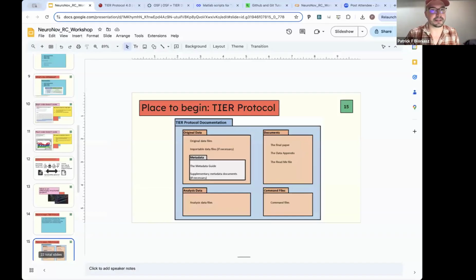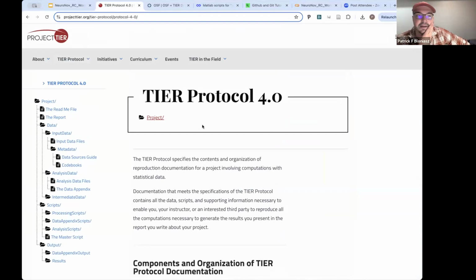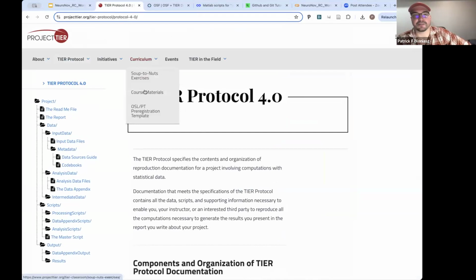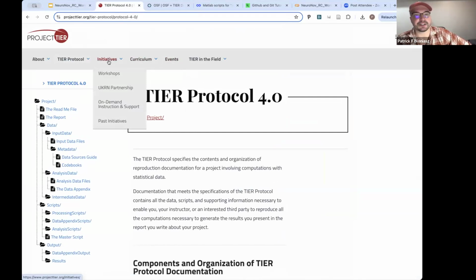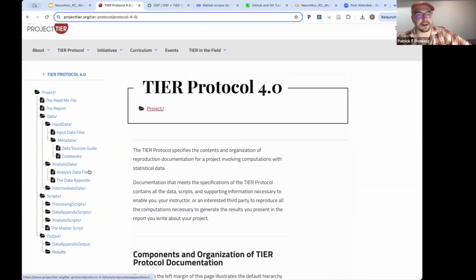So I'm going to bring this out, come over to our TIER protocol. And so this is the website that I had in mind. There's a whole bunch of different helpful things on here. They have a bunch of curricula that they've developed. They have events to train folks on effective project management using this protocol. They have various initiatives that you can keep an eye on from there. But this is the bread and butter of it here, where we have one overall directory, which they're just calling project here. And then they have the actual structure that you can go from there.